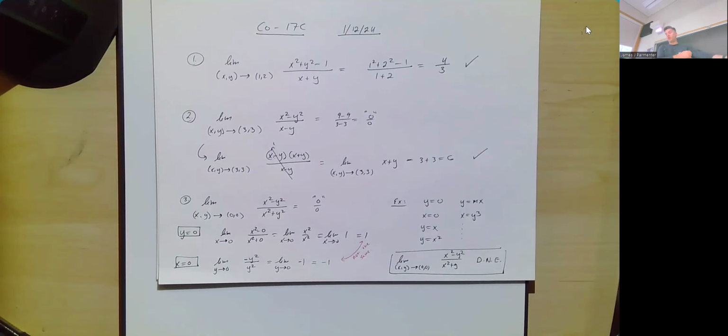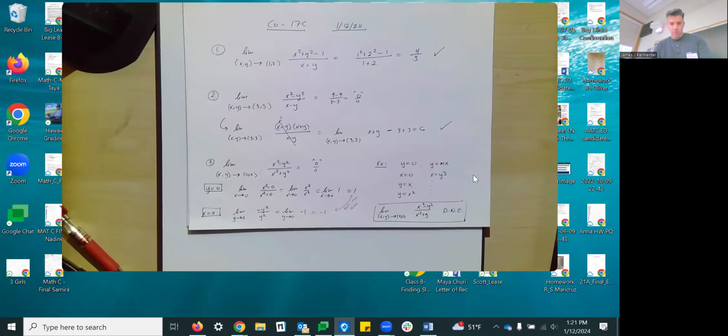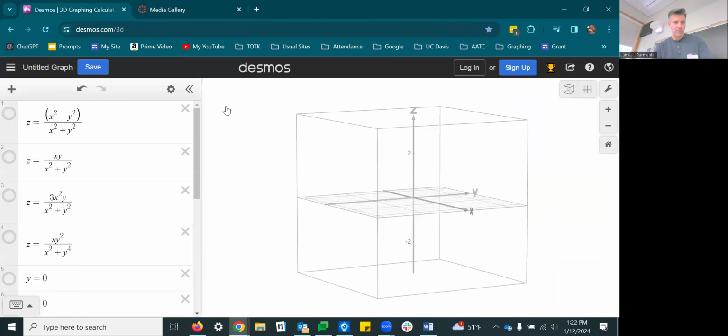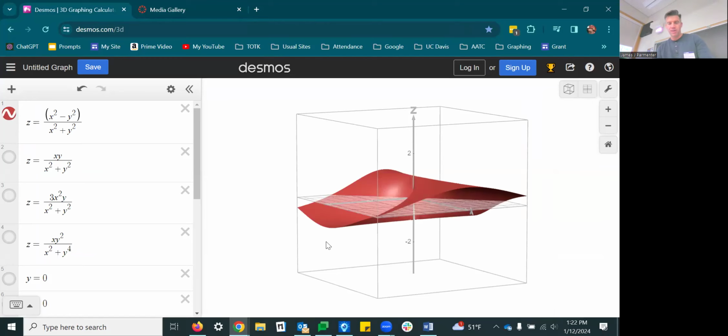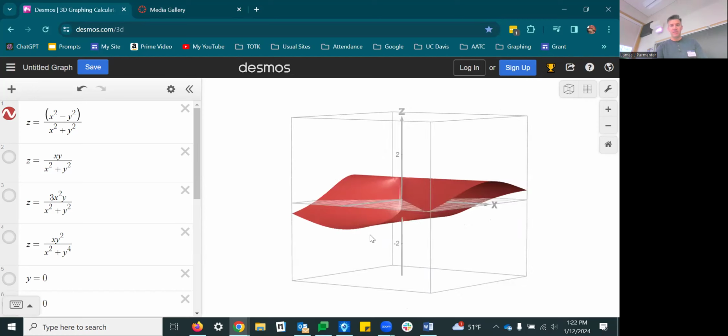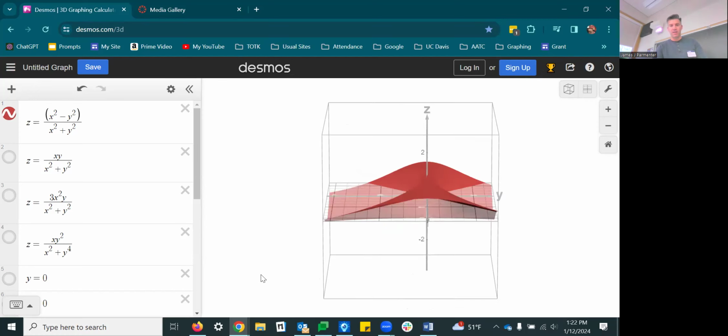Okay, let me show you graphically what's going on here, just because I think it's worth seeing at least once or twice. In this one, x squared minus y squared over x squared plus y squared. Cool. There we go. So that surface looks like this. And you can see some funky stuff is going on at the origin.